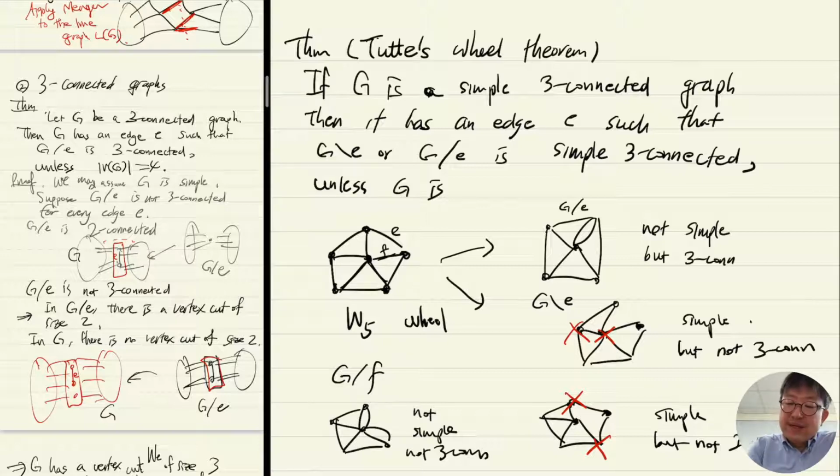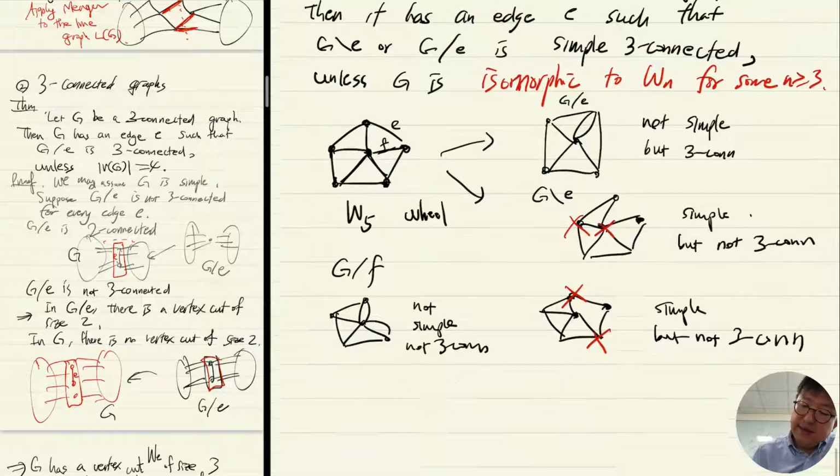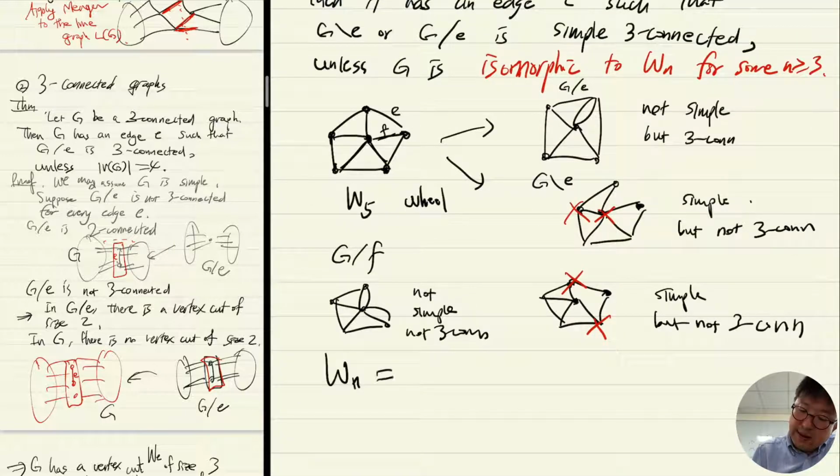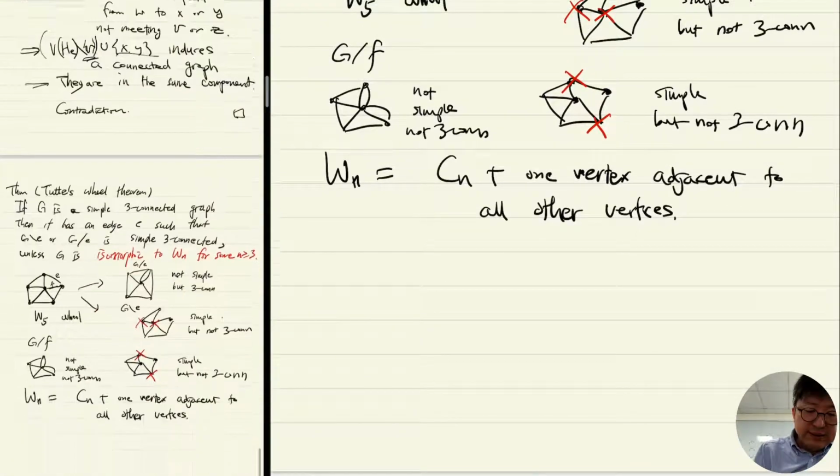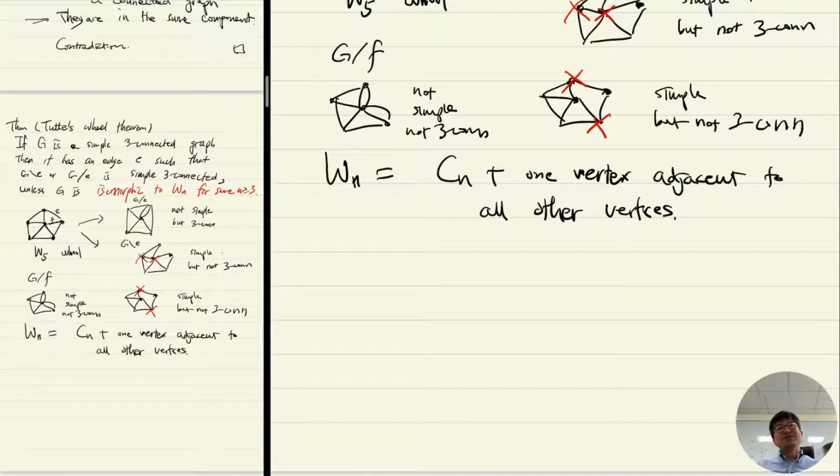And Tutte's wheel theorem says that this is the only counterexample, so G is isomorphic to W_n for some n. Okay, so what is W_n? It is C_n plus one vertex, where C_n is the cycle of length n, and the one vertex is adjacent to all other vertices. Alright, so that's Tutte's wheel theorem. This lecture will be a proof of that.